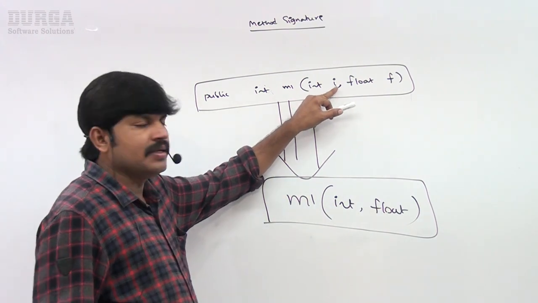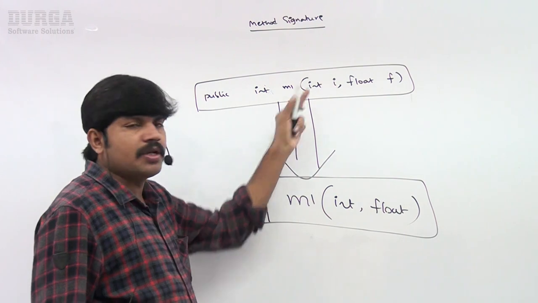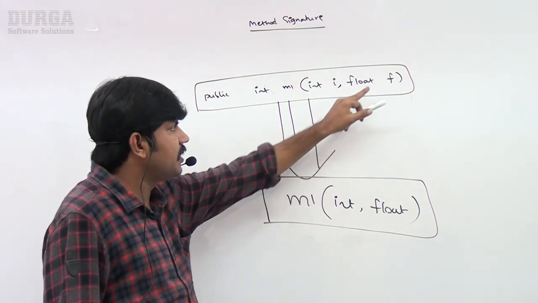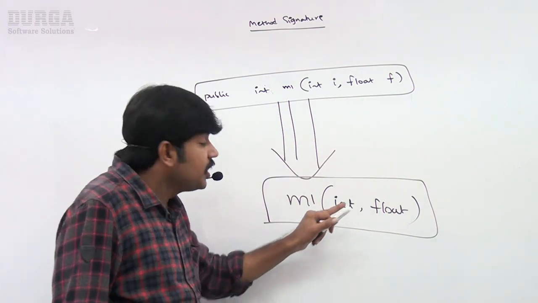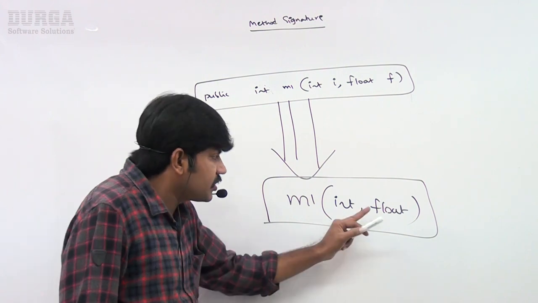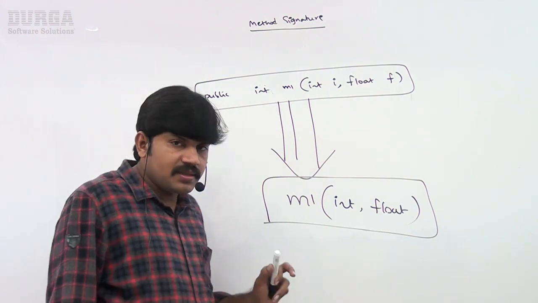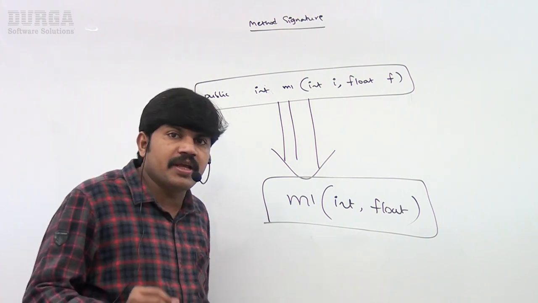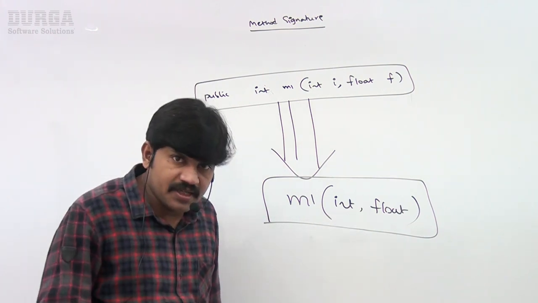Here we consider just the types. Here int i, I am not considering, because it's a variable. It can be any variable name, but the type is int. Second one, sir, float. Even this order is also important. First we took int, next we took float. That's why method signature contains method name followed by argument types. Clear for all of you, right?